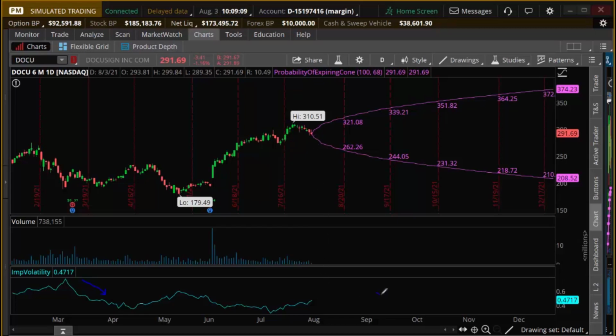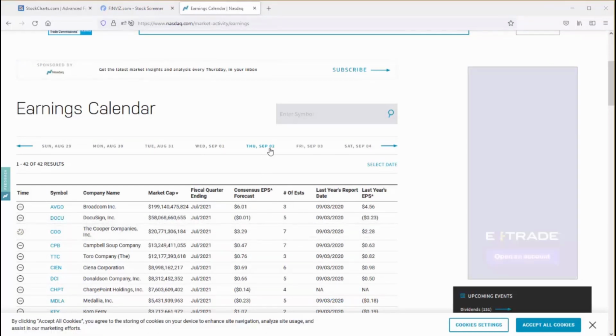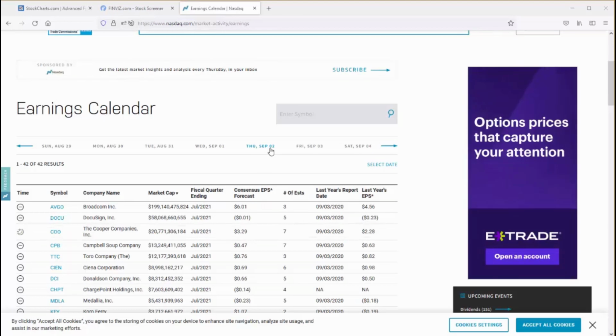Yeah, because they don't report earnings for about a month. And over the next month, implied volatility will probably rise. We just need to plan the trade to be out before earnings. So if we go back to that earnings calendar and we look at this calendar, DocuSign is set to report, what date is that? Thursday, September 2nd. So when might be our expiration?